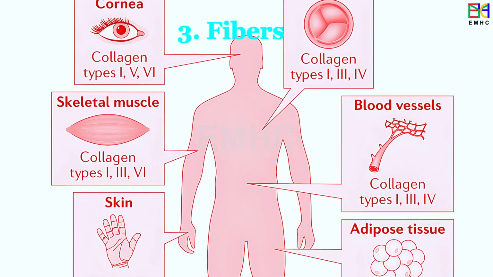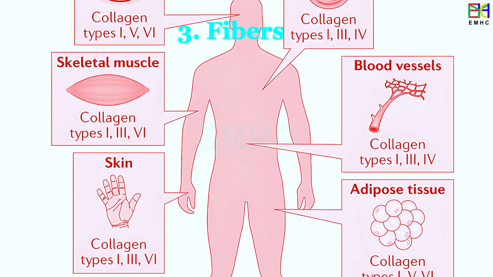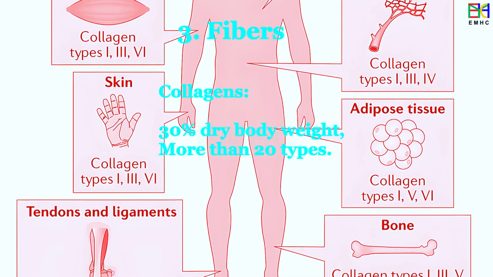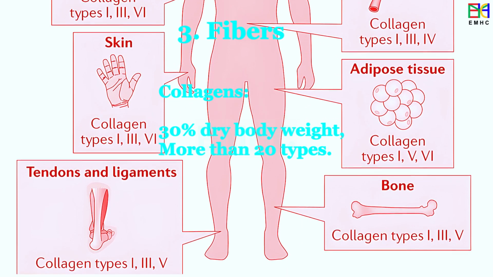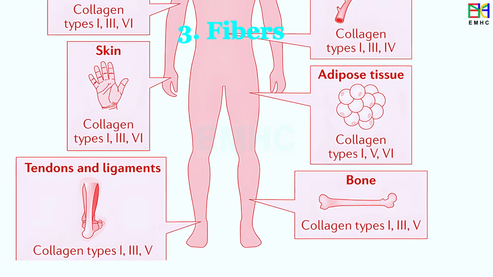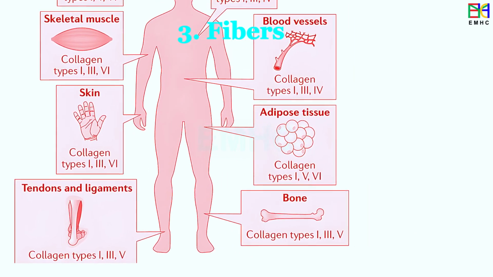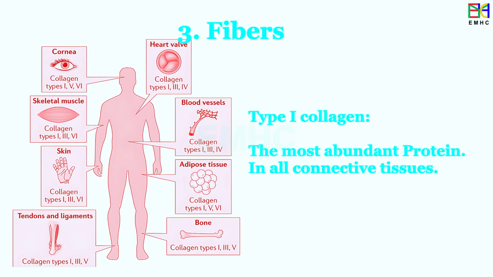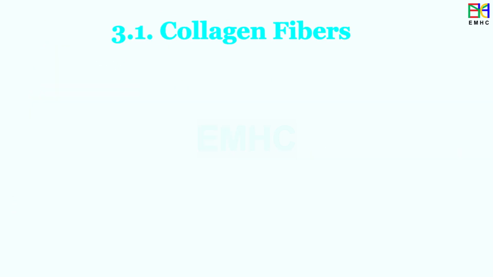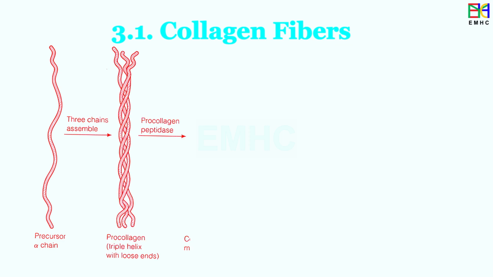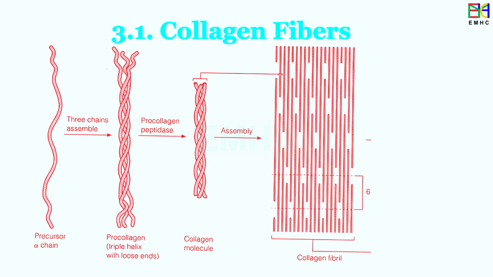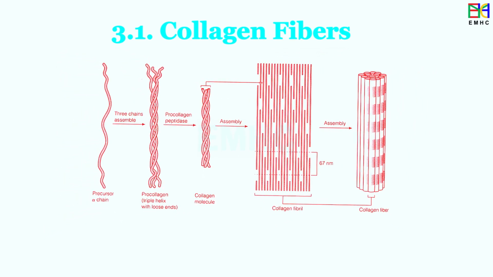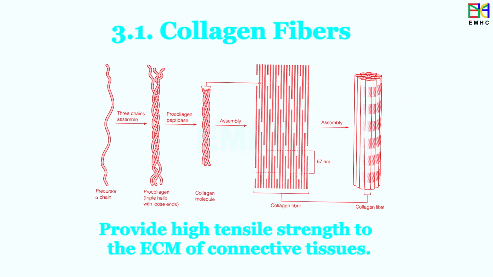Collagen is the most abundant protein in the human body, representing 30% of its dry weight. More than 20 types of collagen have been identified and designated with Roman numerals. Among them, type I collagen is the most abundant and found in all connective tissues, notably skin, bone, muscle, tendons, ligaments, and dentin. Collagen fibers are large, strong fibers, most commonly formed by type I collagen, which provide high tensile strength to the extracellular matrix of dense and loose connective tissues.